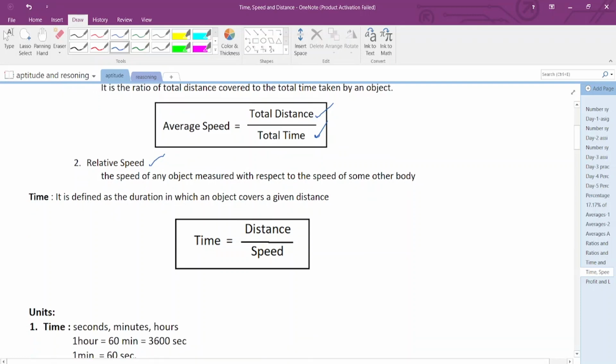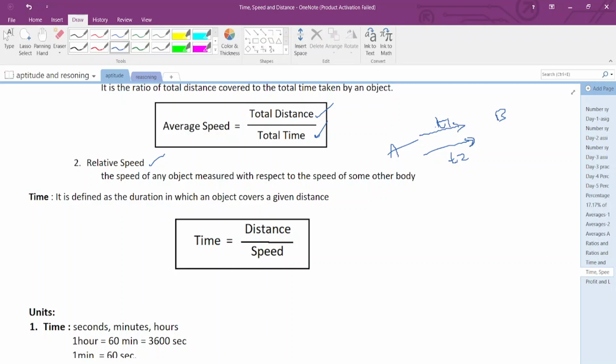Now, what is relative speed? Let's suppose there are two trains moving from A to B. This is train 1 and this is train 2. Train 1 and train 2 are moving in the same direction from A to B. Relative speed is how much the speed of T2 varies from T1.